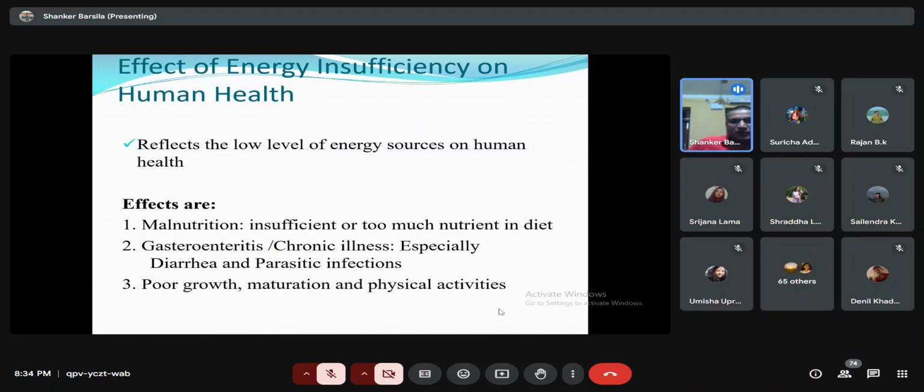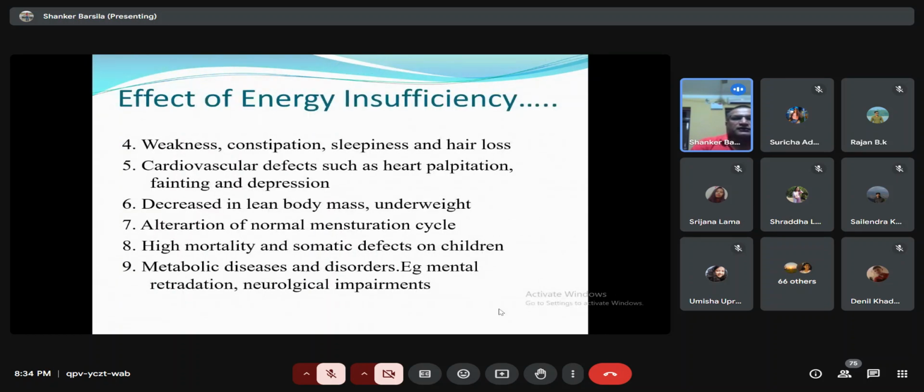And stunting, poor growth, poor control of maturation, and less interest of people in physical activities might also be related to less energy consumption. Others are weakness, constipation, sleepiness, hair loss, and hair loss may be linked not only to energy but may also be linked to the micronutrient status in the food. Then other is cardiovascular defects such as heart palpitation, fainting, and depression would also be related to energy insufficiency.